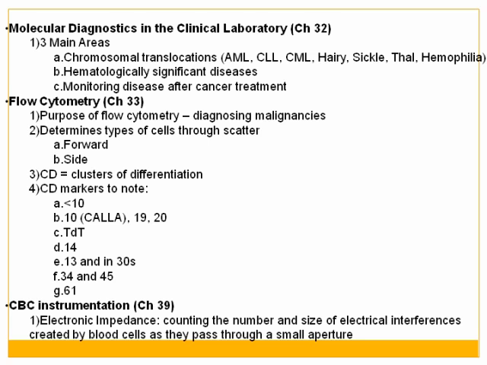All right, Brenda, which one? CD13 and the 30s, myelocytes. I'll go back through them real quick as you're writing. Anything less than 10 is a T lymph. 10, 19, and 20 are B lymphs. TdT indicates both an immature T or B lymph. 14 is a monocyte. 13 and the 30s, like 33 and so on, is a myelocyte. 34 and 45 indicate a blast cell. And 61 is a megakaryocyte.